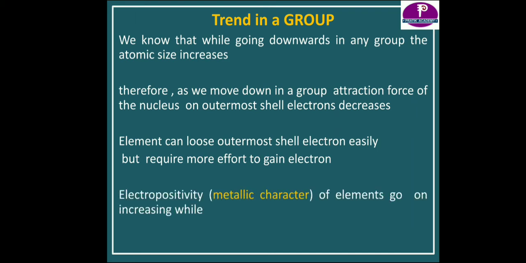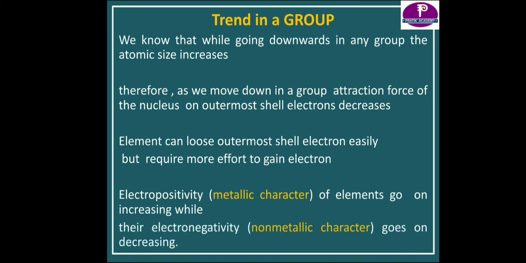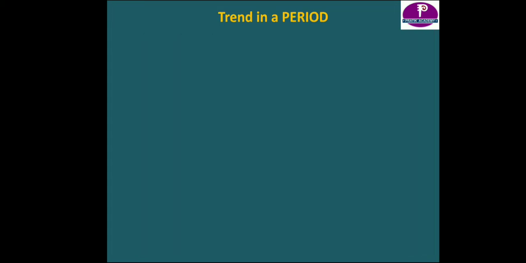That means in any group, when we go from top to bottom, the metallic character, that is the electropositivity of the element, goes on increasing, while electronegativity, that is the non-metallic character, that is the tendency to attract electrons, goes on decreasing. So this is the periodic trend in a group. Then we will see its trend in a period.